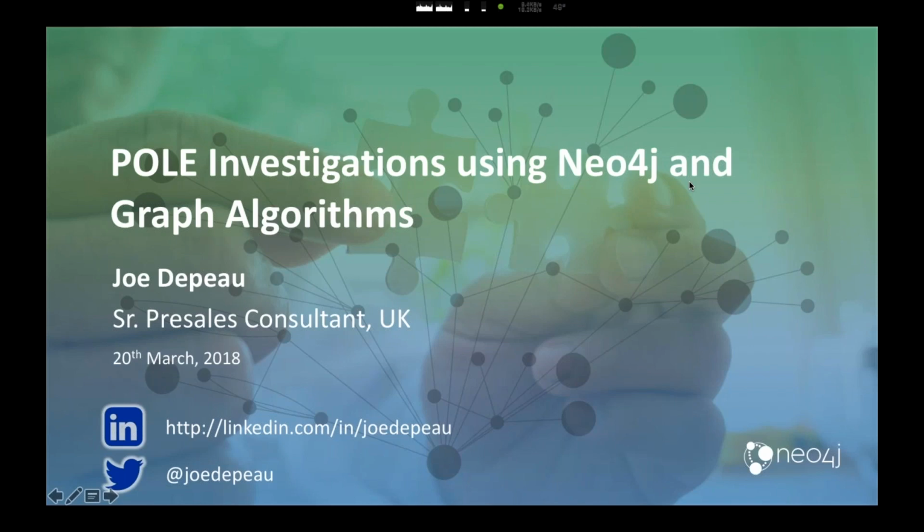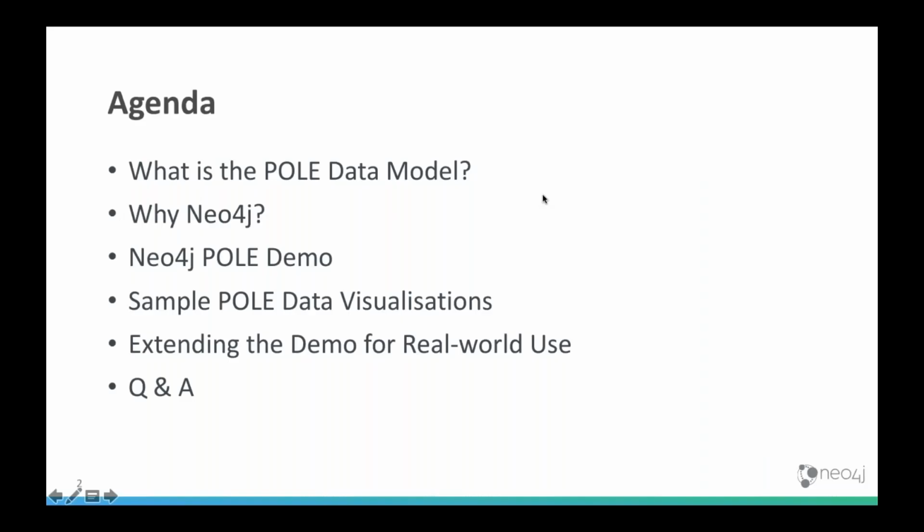Today we're going to be taking a look at poll investigations using Neo4j. First, we'll talk a little bit about what the poll data model is, for those who aren't familiar with it. We'll spend a little bit of time talking about why Neo4j is such a great fit for projects that use the poll data model. Then we're going to dive right into a live demo. We're going to run some Cypher. We're going to take a look at the Neo4j browser and investigate a sample poll data set.